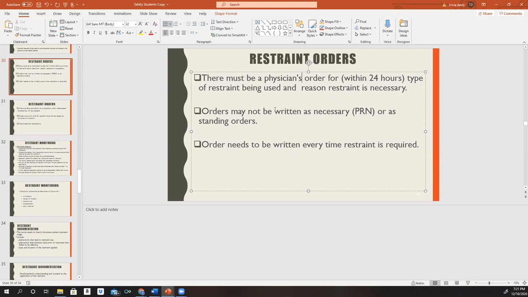The orders may not be written as needed. So, 4-point restraints as needed for behavioral issues, it can't be like that. It has to be very specific and it can't be standing in case you need it. You either need it or you don't. And orders need to be written every time the restraint is required.